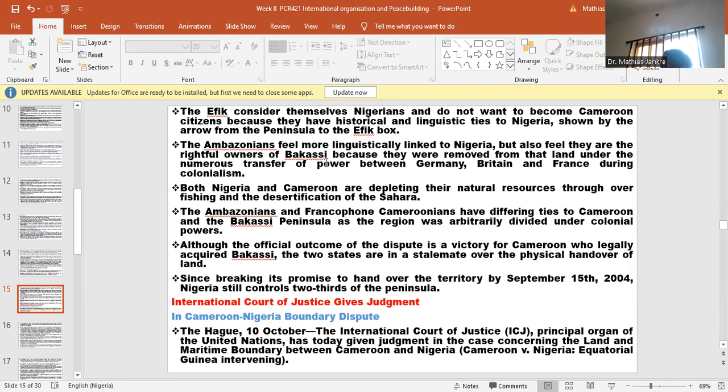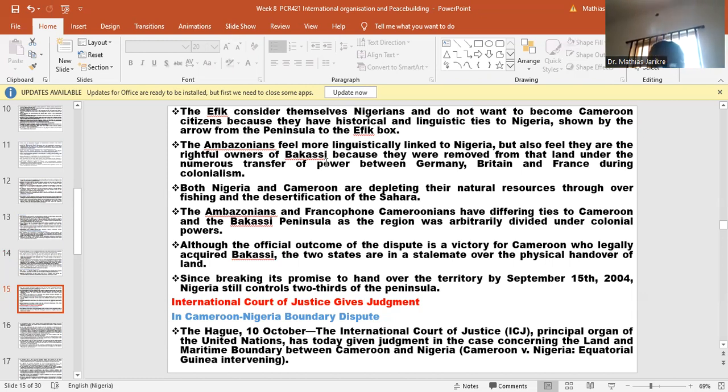Although the official outcome of the dispute is a victory for Cameroon, who legally acquired Bakassi, the two states are in a stalemate over the physical handover of the land. Since breaking its promise to hand over the territory by September 15, 2000, Nigeria still controls two-thirds of the peninsula. International Court of Justice gives judgment in Cameroon-Nigeria boundary dispute.